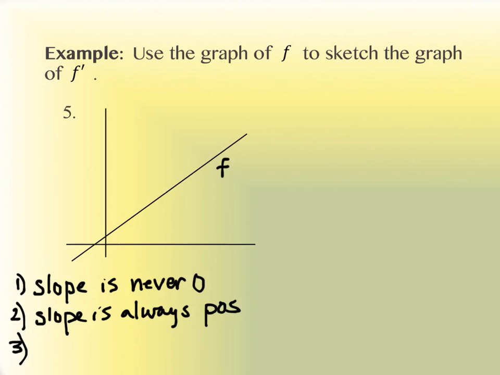Note how the slope changes. So what can you tell me about the slope of a line? It doesn't change. It's always the same, right? Slope has to do with steepness. The steepness never changes if you're on a line.